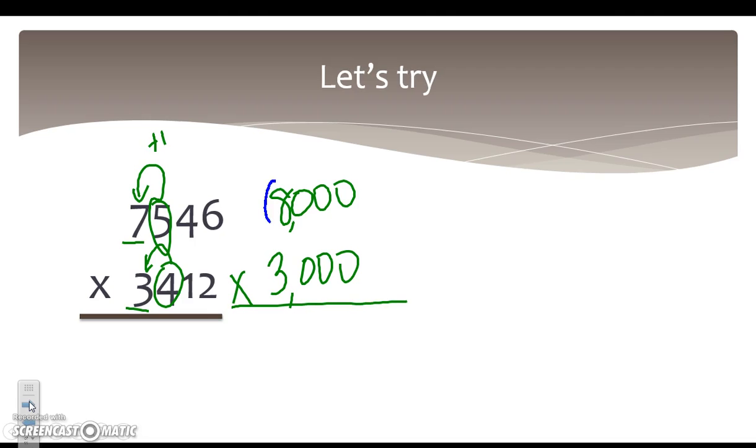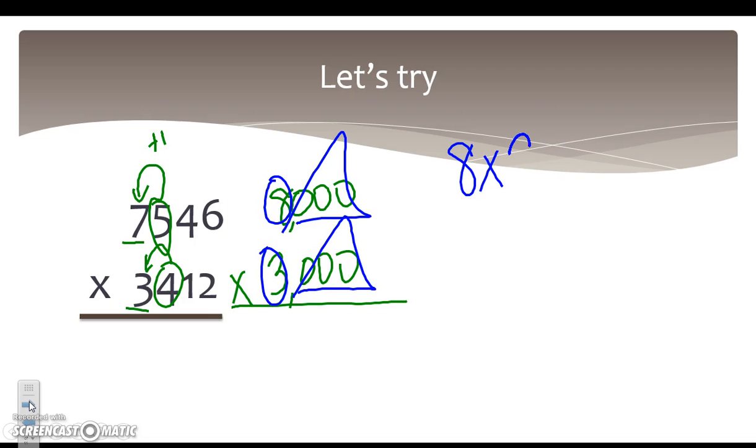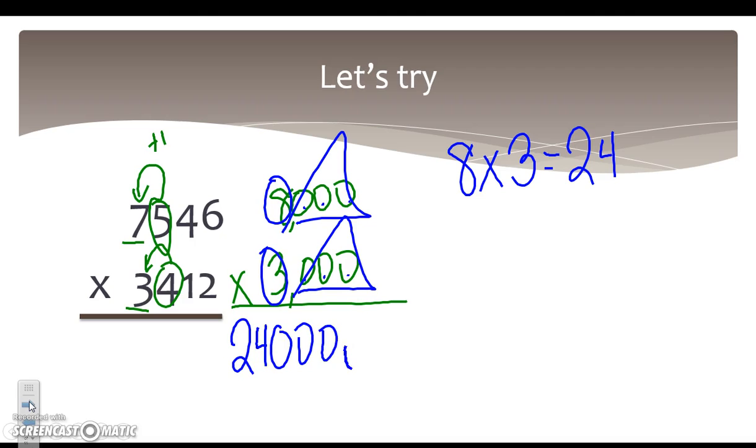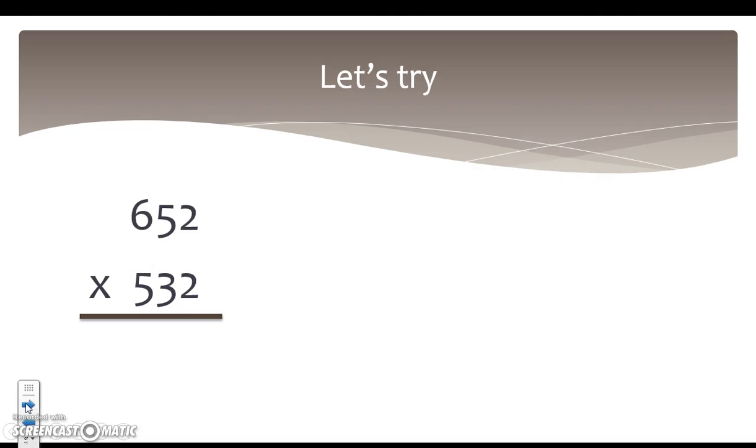So we're going to use, again, our circle and triangle strategy. Circle the basic fact and triangle the zeros. Our basic fact is 8 times 3. 8 times 3 is 24. And then I have 1, 2, 3, 4, 5, 6 zeros. So we have 24 million here. Let's look at another one.